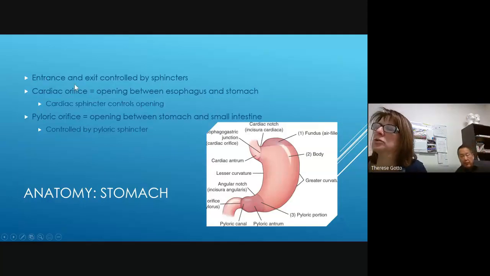Okay, so the entrance and exit of the stomach is controlled by sphincters. The cardiac sphincter controls the opening into the stomach. The pyloric sphincter controls the opening exiting the stomach.